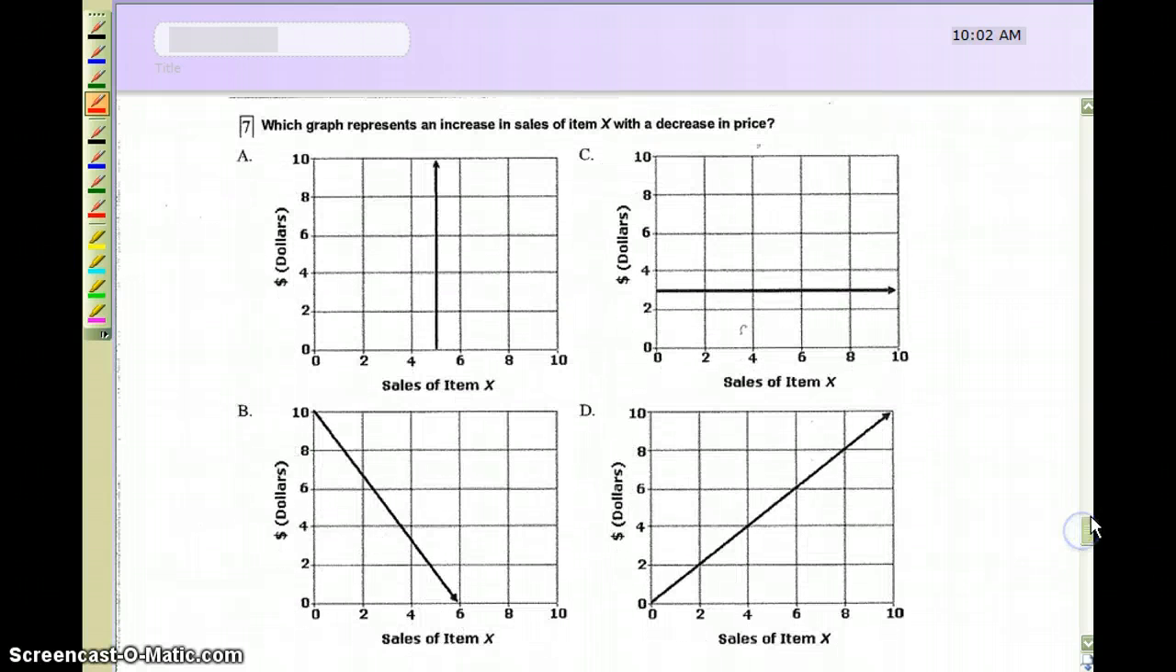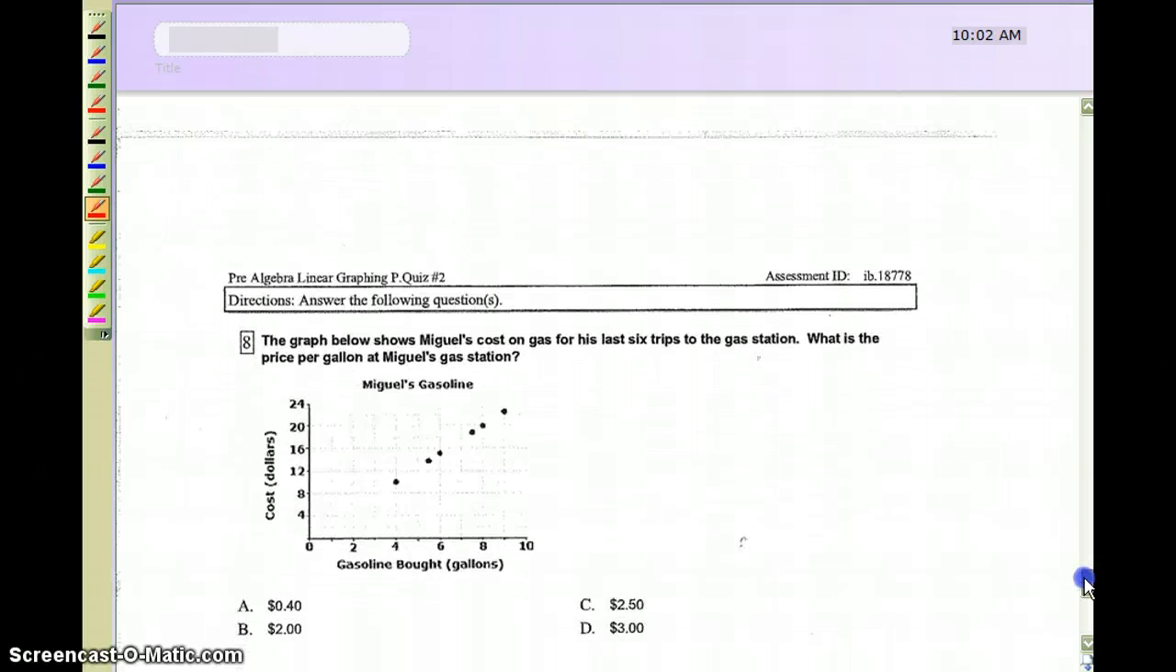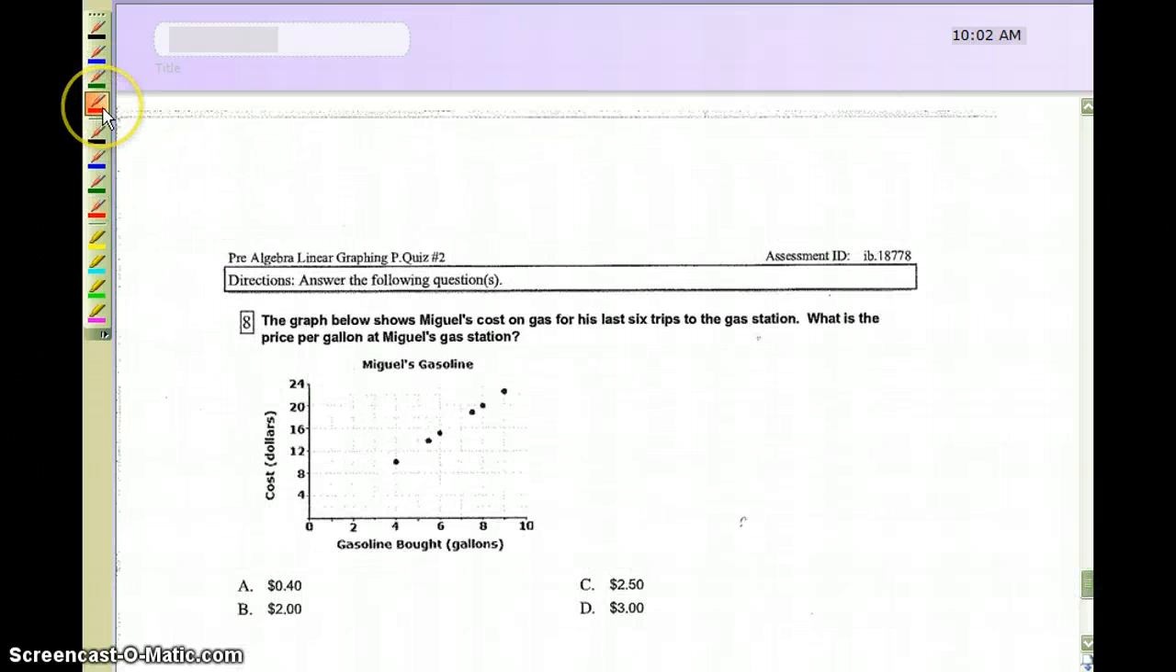Number 7, if we're increasing sales, but the price is decreasing, that's going to be represented by B, the only one that is like a downward sloping graph. And then number 8, the last question here, a little bit difficult. There was kind of a toss-up between B and C. Our answer is actually going to be C, and the reason why is here we're able to see that $10 gives us 4 gallons.